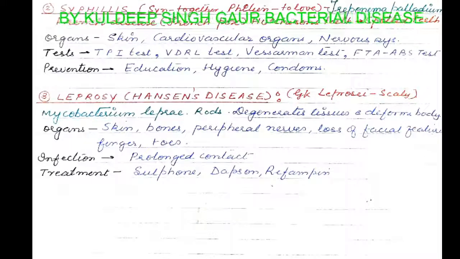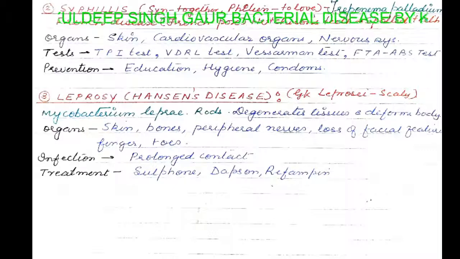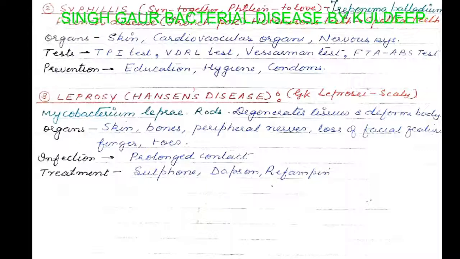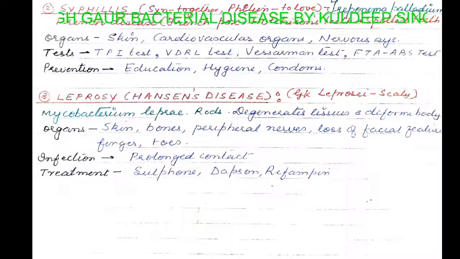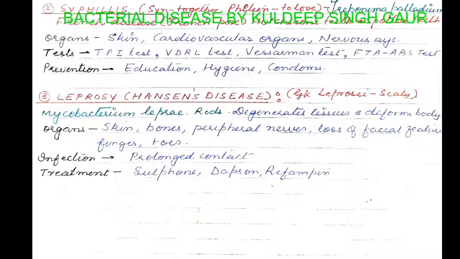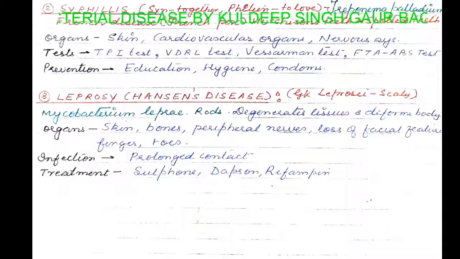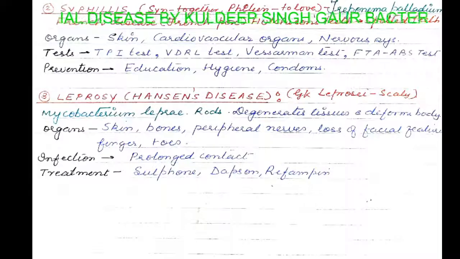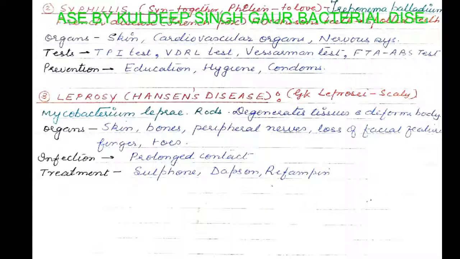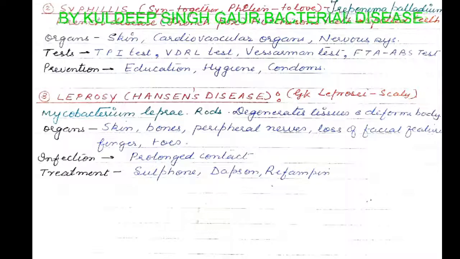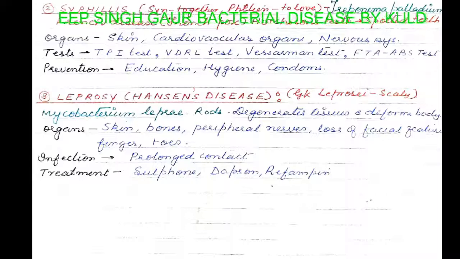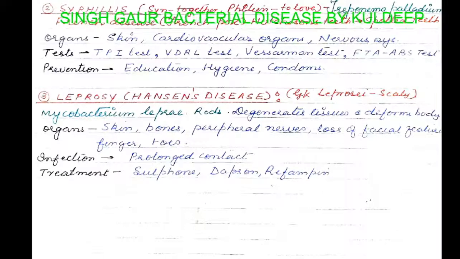Then we have leprosy, which is also called Hansen's disease. Leprosy means scaly. The skin becomes scaly. Mycobacterium leprae is the causative organism, which is a rod-shaped bacteria. It degenerates and deforms the body organs. The organs which are affected include skin, bones, peripheral nerves. Facial features are lost. Fingers become curved. Toes become distorted. Infection happens by prolonged contact. The treatment is done by rifampin, dapsone, and sulfone.